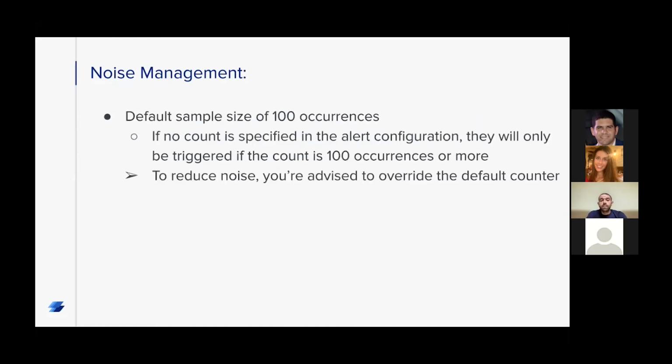The third one is the sample size. The default sample size for the APM alerting is 100 occurrences. So, for example, if you specify a 5% failure rate and you have only 50 occurrences, even if all 50 of them are failing, you're not going to receive an alert unless you override the default counter by specifying a count condition in the alert. To reduce noise, this has been built for 100 occurrences as sample size. Only if you override this, you're going to receive more or fewer alerts depending on the performance.